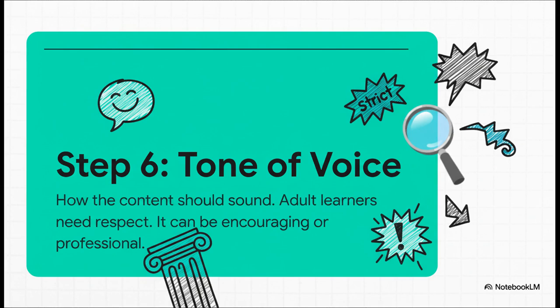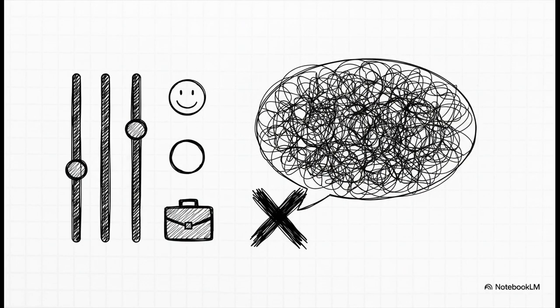This is all about how the information should feel. The exact same content can be delivered in 100 different ways. For adult learners, a respectful, encouraging tone is usually your best bet. But hey, you could ask for it to be formal or funny or even strict if you want it. This part of the prompt makes sure that the output is accessible and respectful.